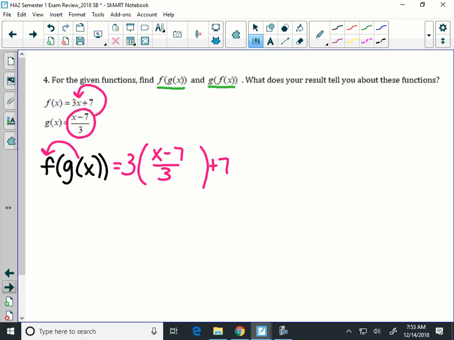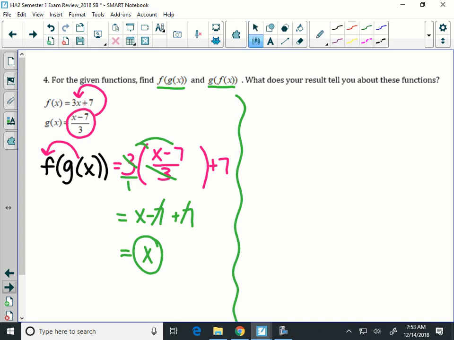Now here, the fast way to do it is that these 3's can cancel off, right? One's kind of in the numerator of a fraction, one's in the denominator that you're multiplying together, so you can just cancel those 3's off. If you wanted to, you could distribute the 3 to the numerator and then simplify the fraction. But I'm going to do it this way because this one's faster. You're left with x minus 7 plus 7 now. Well, those 7's add to 0, which means your result is x. That's the value of f of g of x.